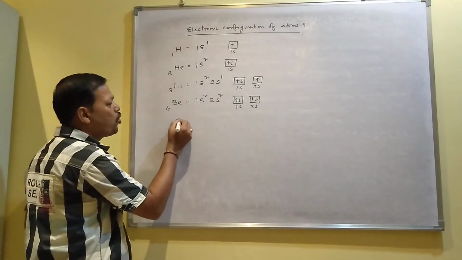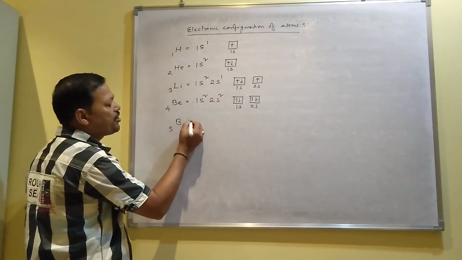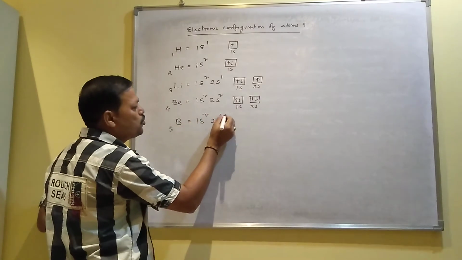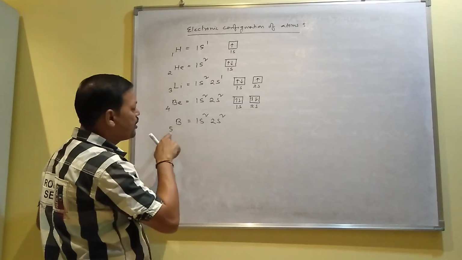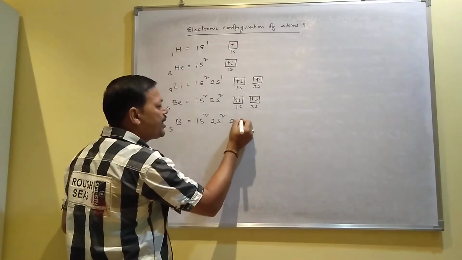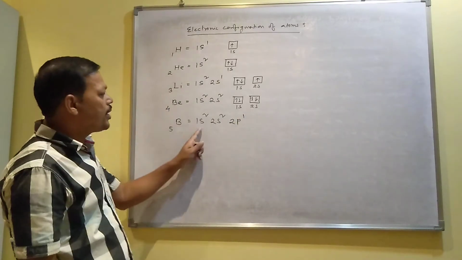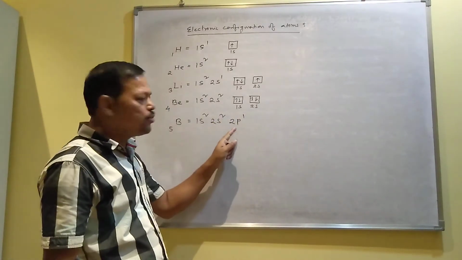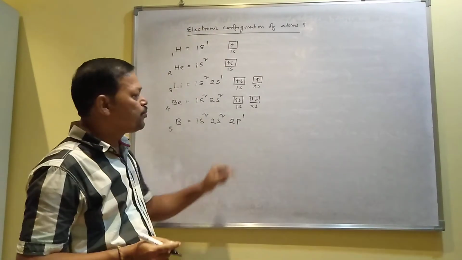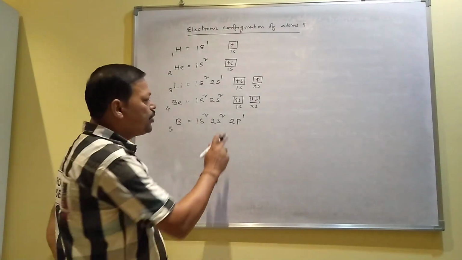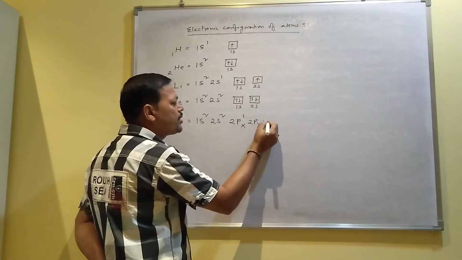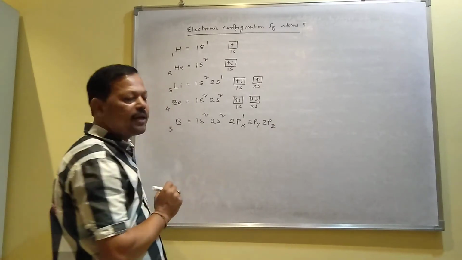Then if you come to boron, boron's atomic number is 5, I mean it contains 5 electrons. 1s2, then 2s2, 2 plus 2, 4 electrons gone. Then another electron will come in 2p. So you can write 1s2, 2s2, 2p1. But you know 2p represents a subshell. Actually 2p is a subshell. When you represent the orbitals, 2p contains 3 orbitals: one is 2px, one is 2py, one is 2pz.